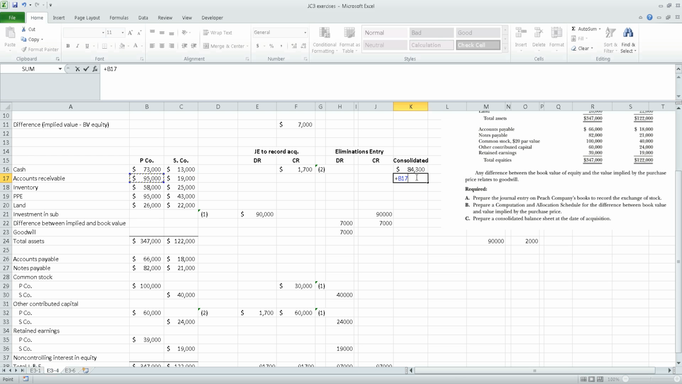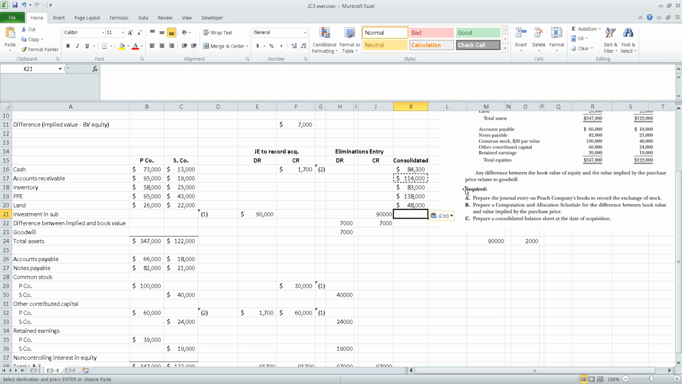Accounts receivable, we're going to sum the two accounts receivable amounts. There's our total consolidated accounts receivable. We can just copy that formula down. The sum of the inventory amounts is $83,000. Copy that formula down. The sum of the PP&E amounts is $138,000. Copy the formula down to land. The sum of the land amounts is $48,000.